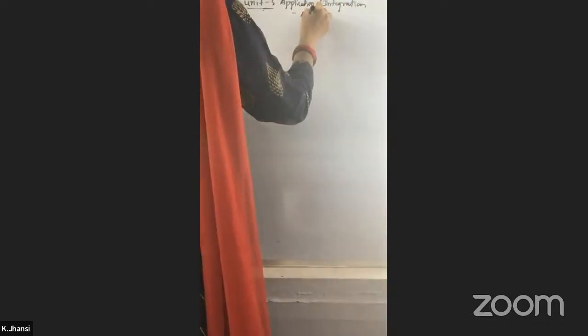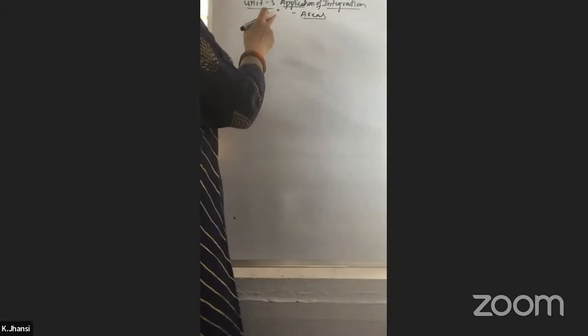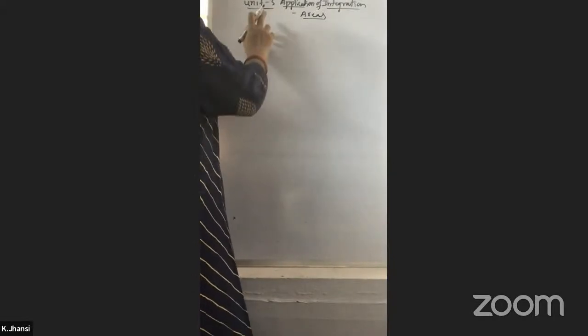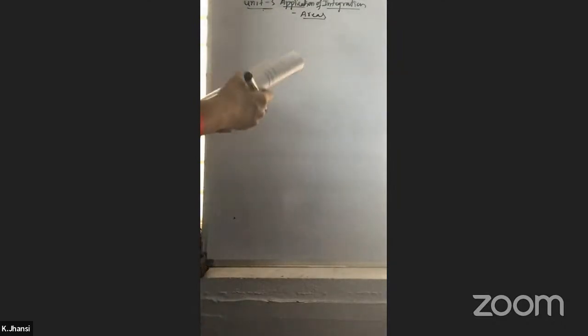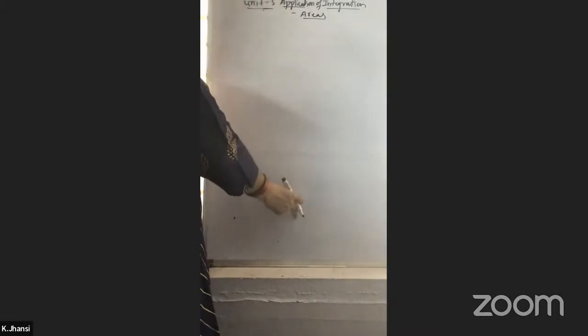Ma'am, the board is not available to see. Only I have written the unit name, that's all. It is Unit 3, application of integration. From what I am writing, you are able to see, no? Not available to see, ma'am. The whole thing. So just now, whatever I have written, you are unable to see. Huh? The first starting part.